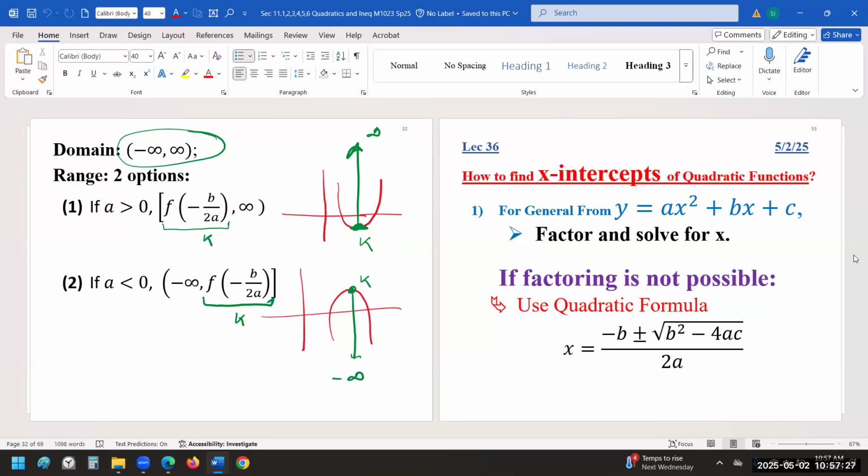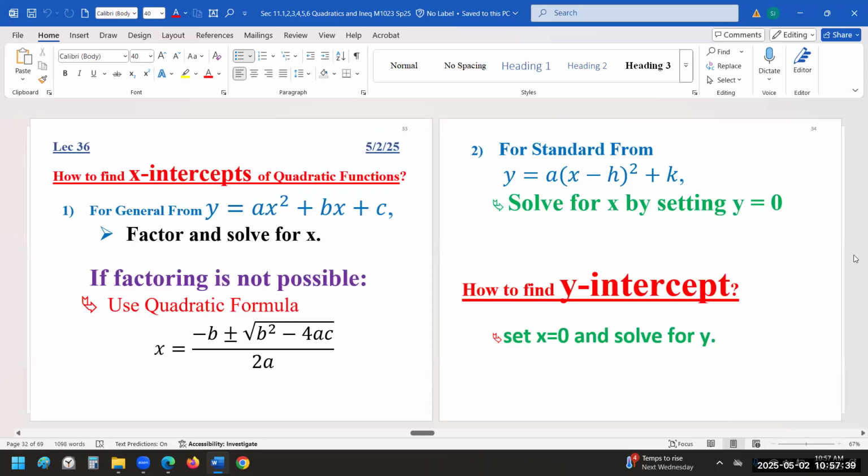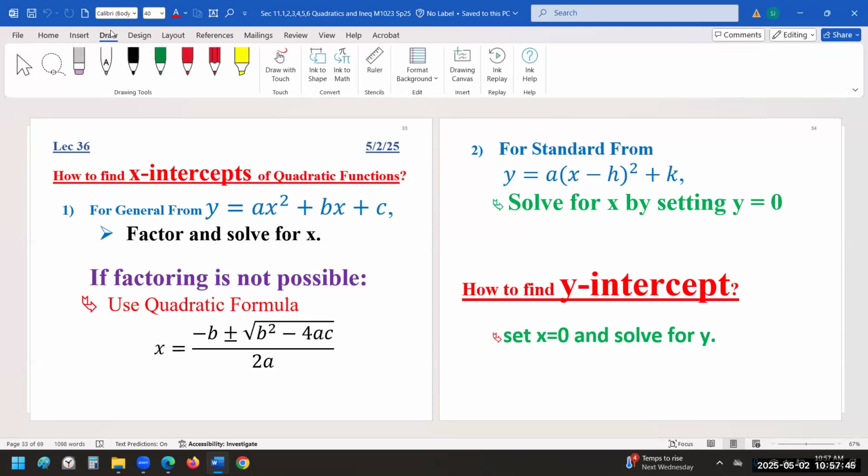If the general form is given, then if it's factorable, we factor and solve for x, which is easy. If it's not factorable, then either use the quadratic formula or you can use the complete the square method. Use quadratic formula. I should write one more line.